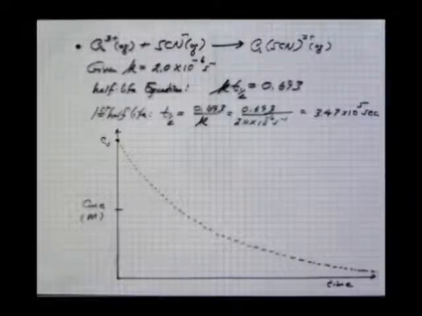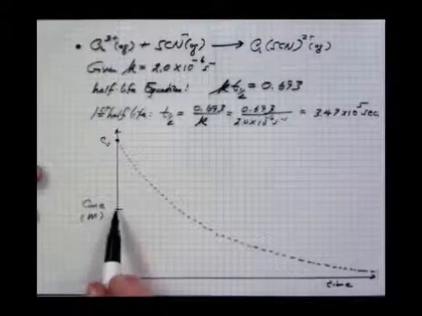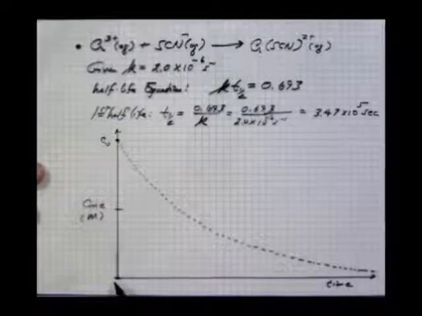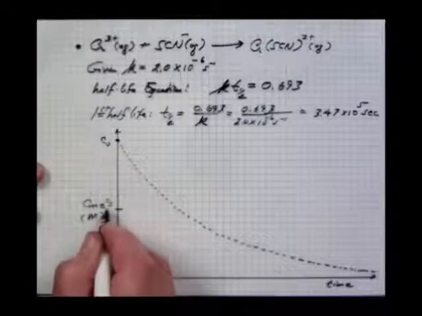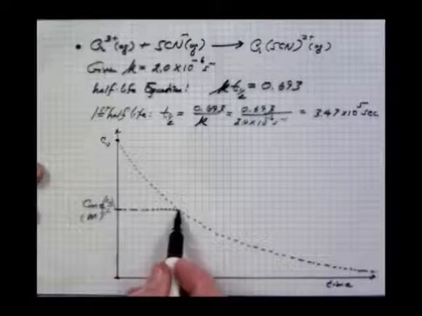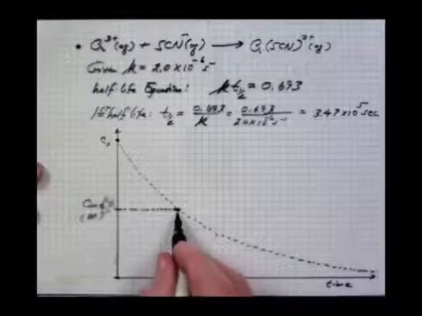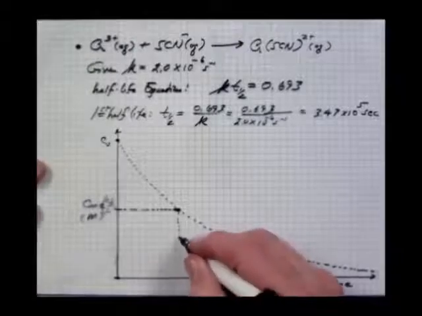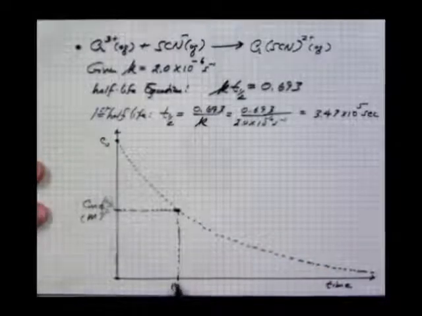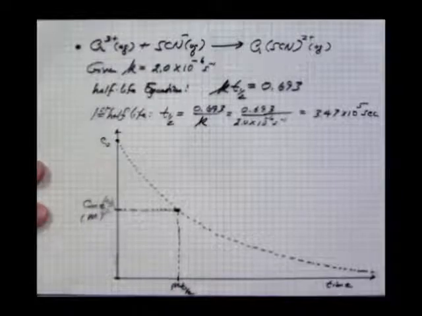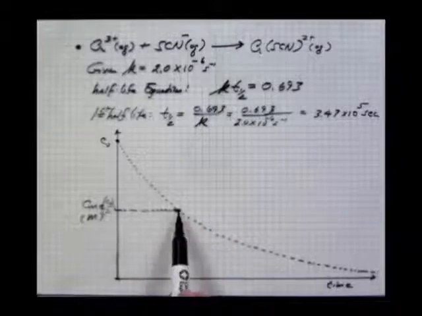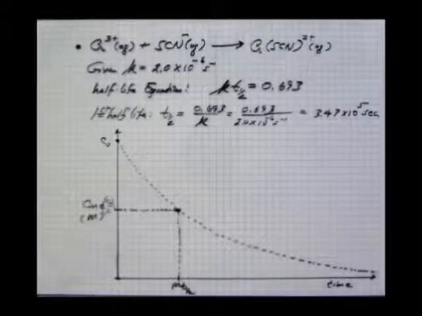Now, this point right here is the halfway point on the concentration axis. That is C sub O over 2. And if we come over to the graph right there and then straight down to this axis, this will be the first half-life right there. So the time that it would take to get from here down to here is referred to as the first half-life.